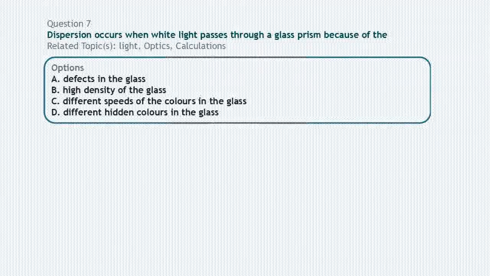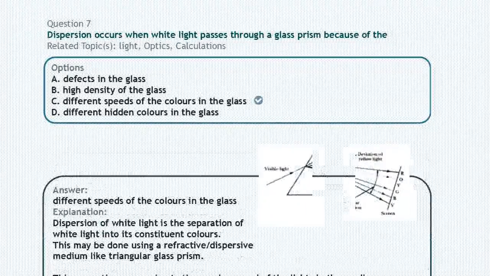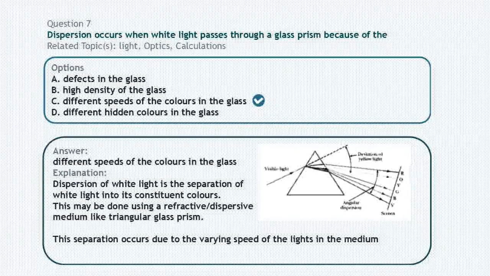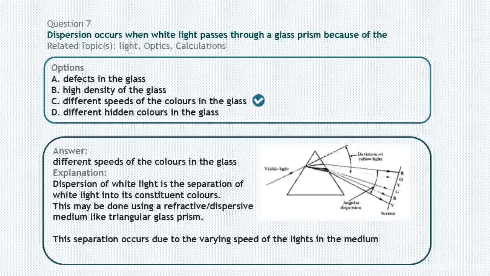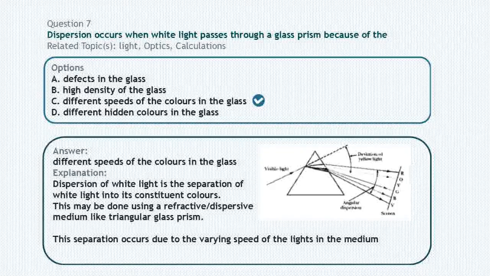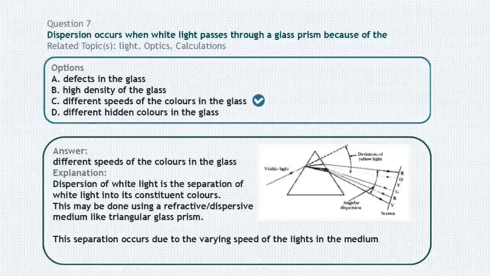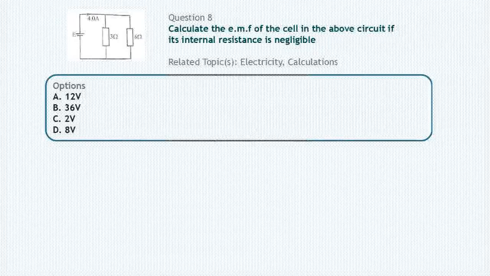Next, on optics, dispersion occurs when white light passes through a glass prism because the white light consists of 7 colors. The ROYGBIV: red, orange, yellow, green, blue, we have indigo, then violet. Now these colors, they move at different speed in this medium here, this glass prism here, which is the reason why they emerge separately. This is what causes the separation, the dispersion of that white light, because of the different speed of the colors in the glass.